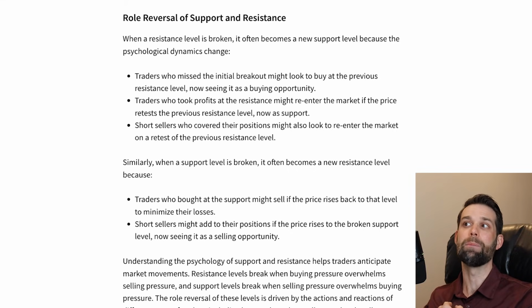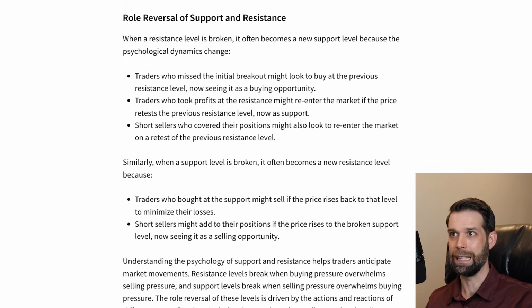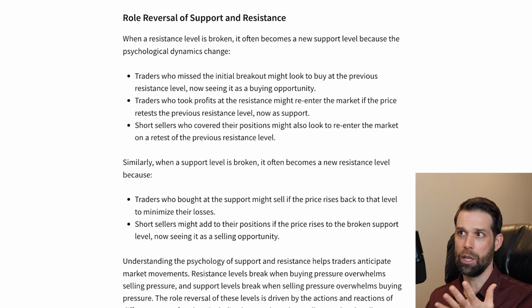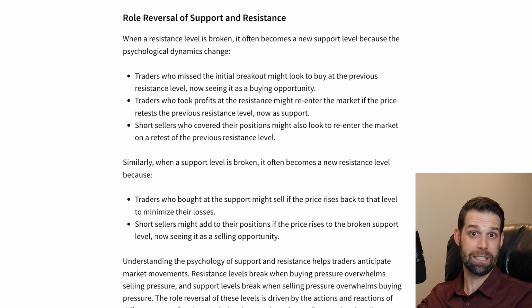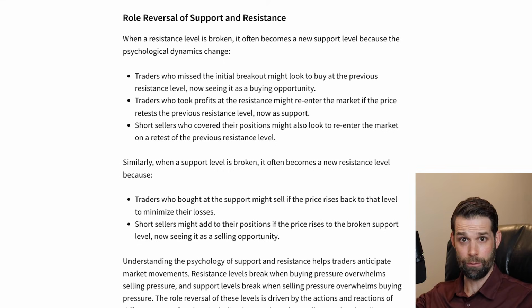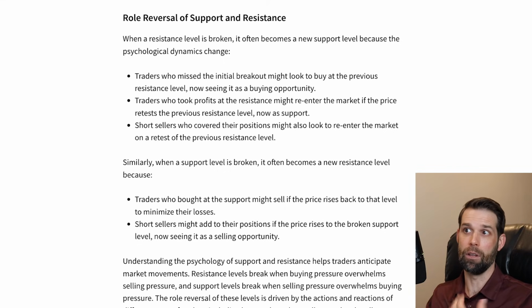Well, now they might rebuy back in, creating a level of support in that area. And then short sellers who covered their positions might also look to re-enter the market on a retest of the previous resistance level. So people may have sold the stock short, expecting resistance to hold and the stock to come back down, but they've kind of covered their positions. So there's more buying pressure and now resistance becomes a level of support.